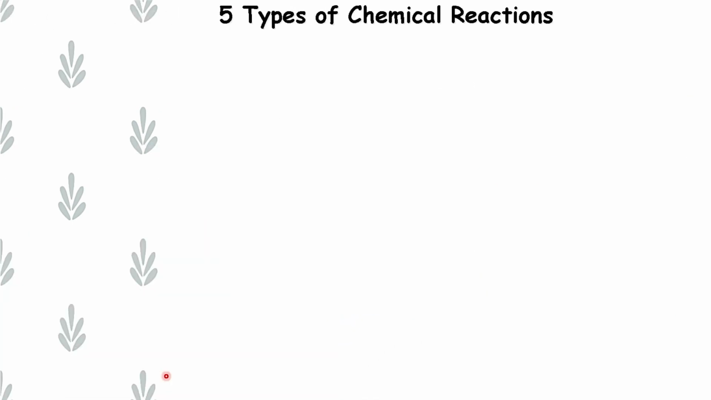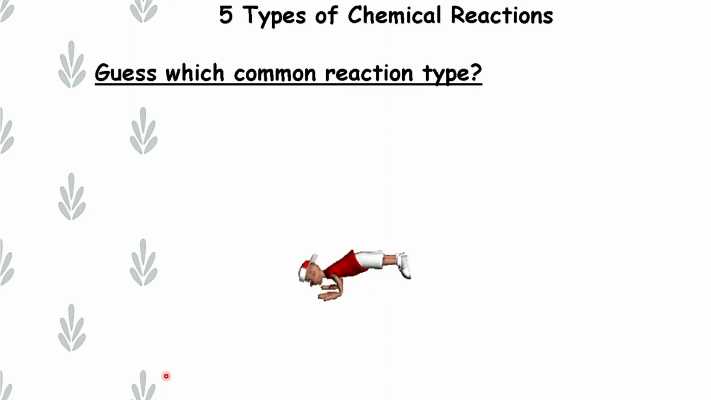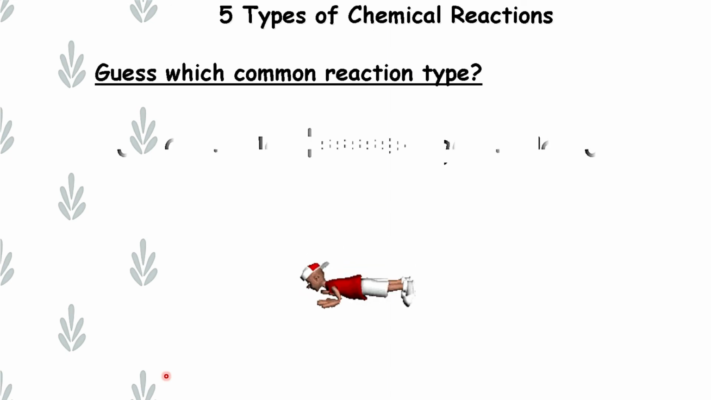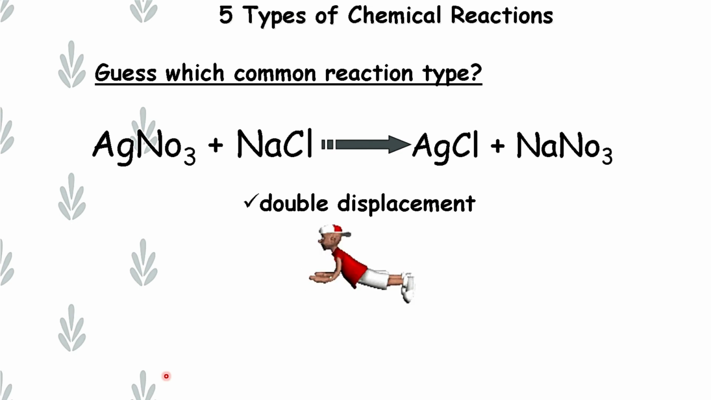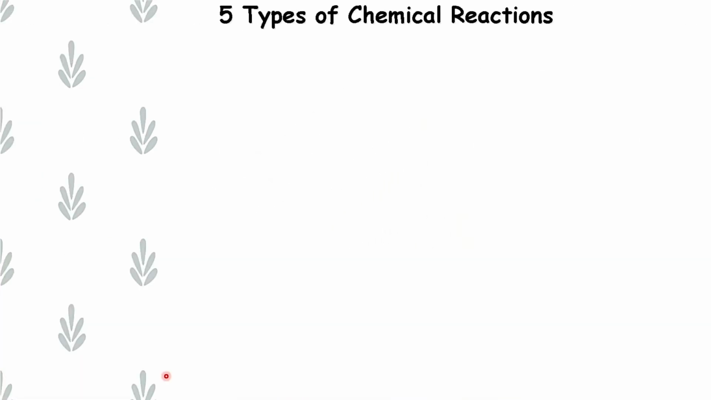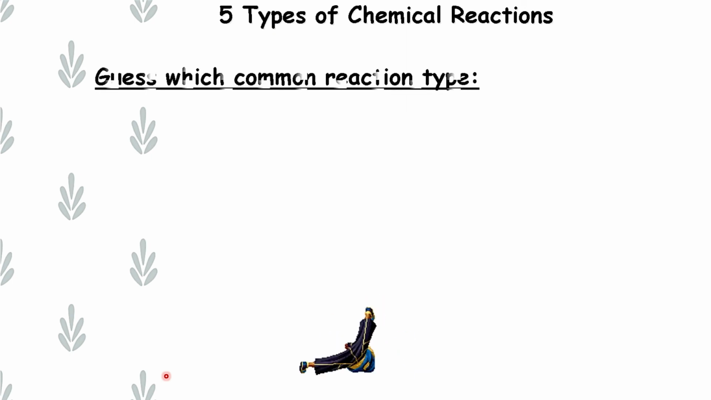Now these were 5 types of chemical reaction. Now it's your turn to guess these types of reaction. This is the equation. Can you identify which type of reaction this is? 2 reactants and 2 products. Yes, this is a double displacement reaction. Good. Let's see which one is the next reaction.